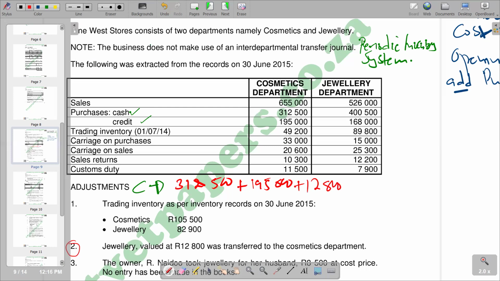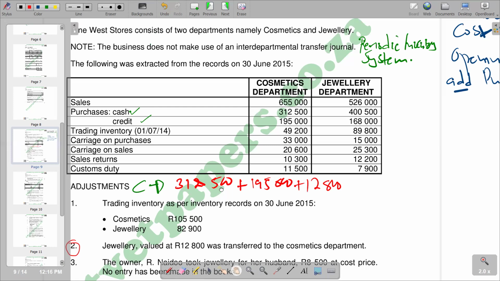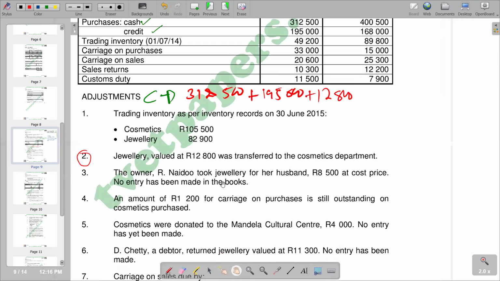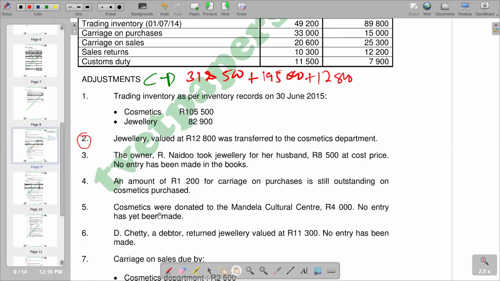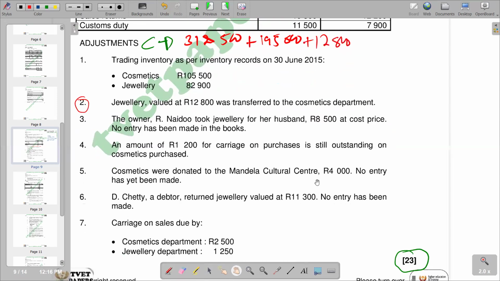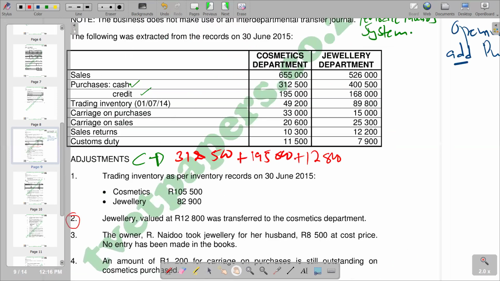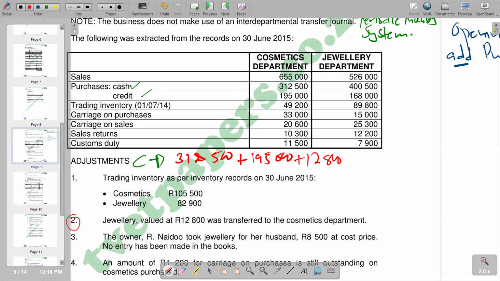So we are saying we are going to have another addition of 4,800 of jewelry coming. And then we go down to check if we've got another adjustment that is affecting our cosmetics department. Go down, we've got an amount of 4,200 for carriage and purchases. This is carriage, it's going to affect our carriages. Then our cosmetics were donated to the Mandela Cultural Center, 4,000, no entry has been made. So again, this is a movement of our stock in the cosmetics, and it's going out, and since it was donated, it's a subtraction again that we have to make. So we go and subtract there 4,000, minus 4,000.